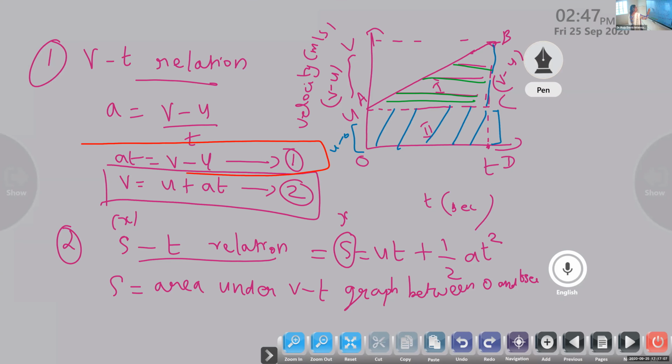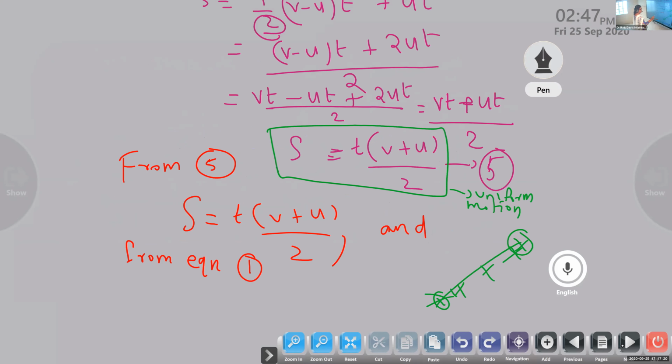This is equation 1. Don't forget this. Okay. From equation 1, what is equation 1? AT is equal to V minus U. So let us go back again. Yeah. That is AT is equal to V minus U. So what you are going to do is find a value for T. Why? In the velocity displacement relation there is no term of T, so you need to find an equal value in terms of V and U. So that is what we are doing.